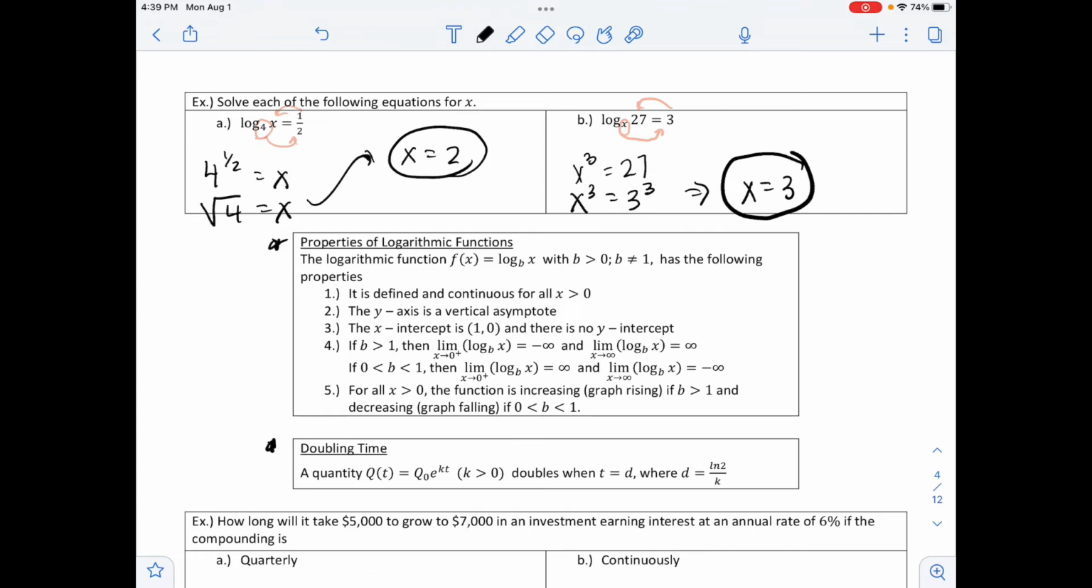Down below that, we have what's called doubling time. And so we know a quantity Q of t equals Q naught e to the kt, where k is greater than 0, doubles when time is t equal to d, where d is equal to ln of 2 divided by k. So, good little formula to make sure you know.